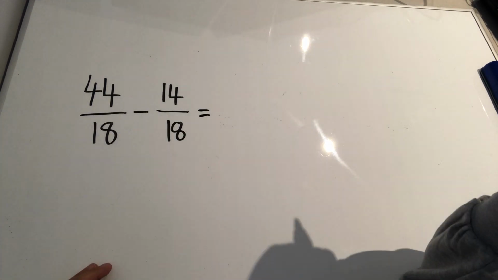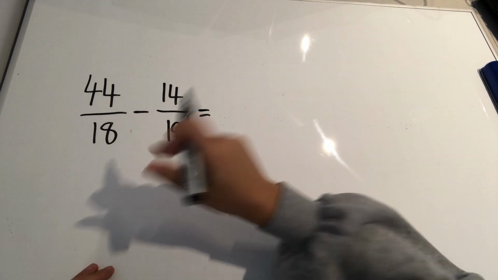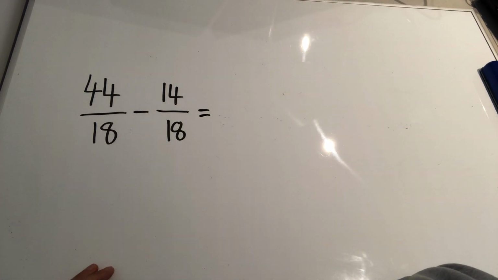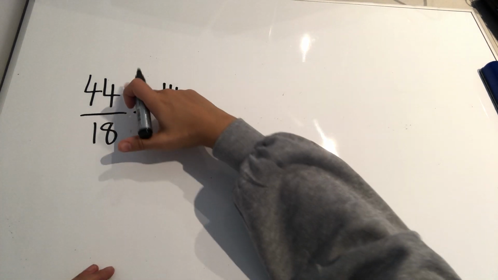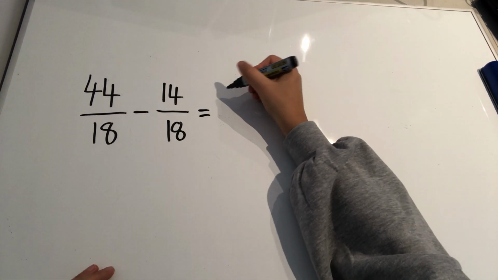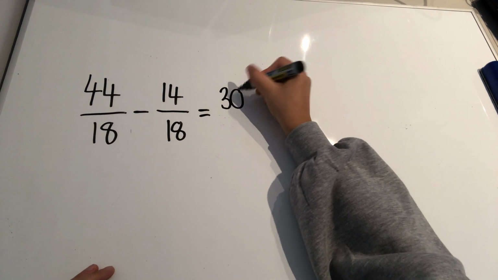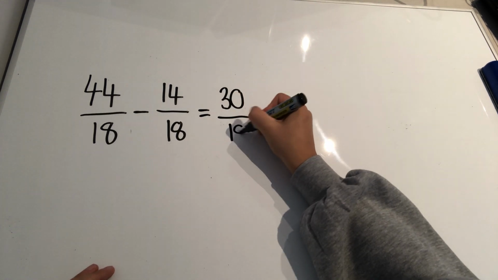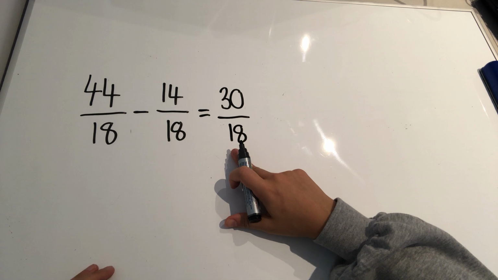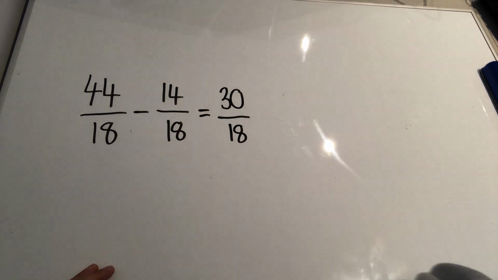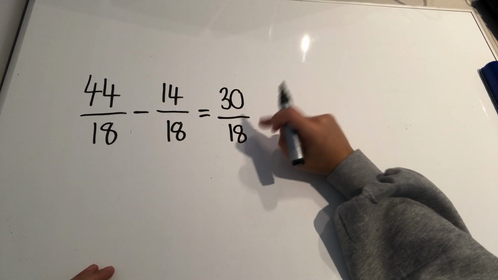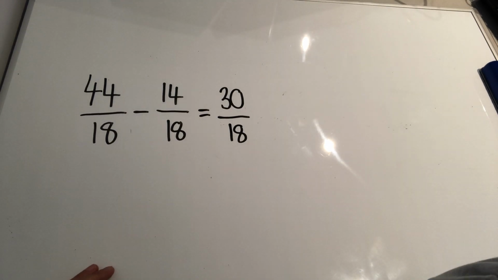So step 1, check, are our denominators the same? Yes, they have the denominator of 18. Step 2, subtract our numerators. So 44 subtract 14 is 30 over 18. This is our answer. We now see that it's an improper fraction because our numerator is larger than our denominator. So we're going to convert it into a mixed fraction.